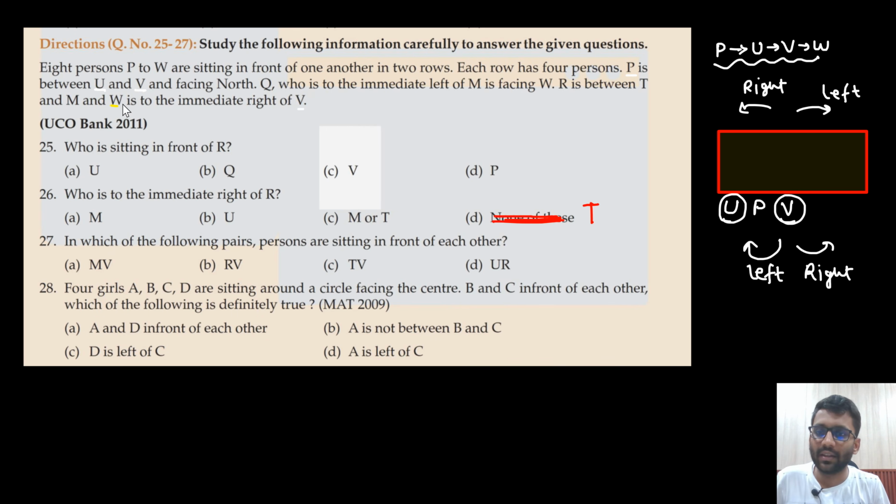So what they are saying, W is immediate right of V. So this also we are taking in condition that W is immediate right of V. Each row has 4 persons. P is between U and V and facing north. So they are facing north. So this also we have taken correctly.